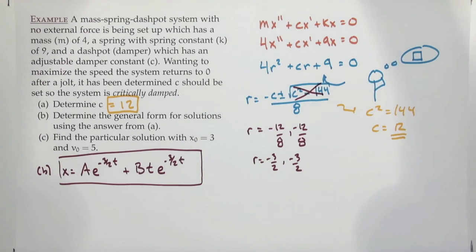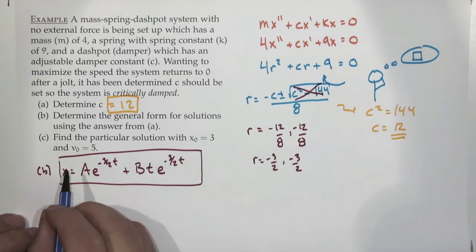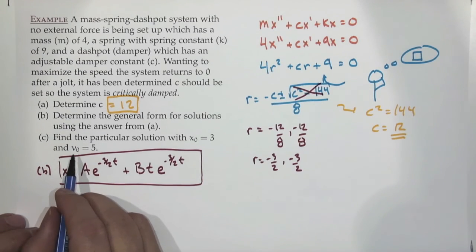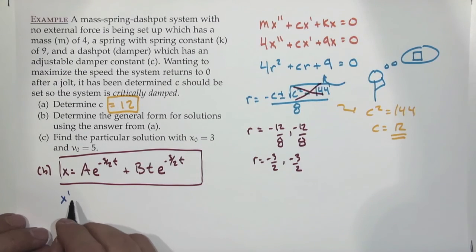All right. So far, so good. We've knocked out 2/3 of the problem. Then we get to part C. Find the particular solution with x of 0 equals 3 and v of 0 equals 5. All right. Well, we already have x. Now v, we know is the derivative. So we'll write x prime.